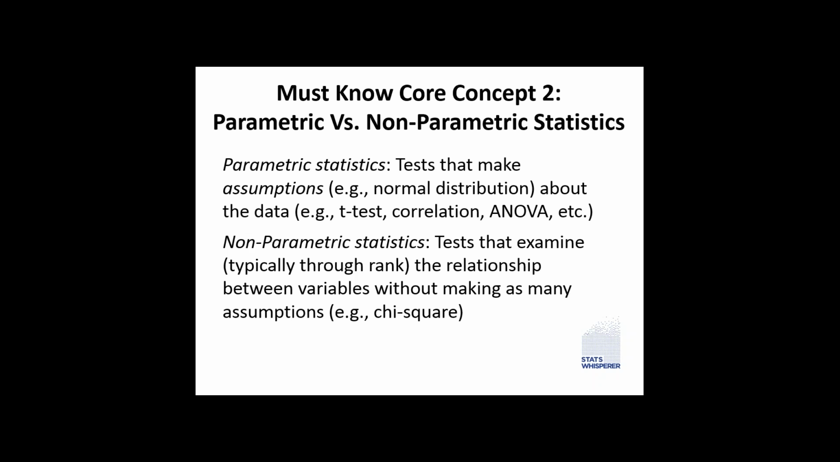essentially. Then non-parametric statistics are tests that examine, typically through rank, the relationship between variables without making as many assumptions, right? Probably the most widely used one that we'll use here too is the chi-square. So it's a little less stringent. So the bottom line, usually people like to use parametric statistics if the sample size is big enough, and they generally use non-parametric statistics when the sample size doesn't have enough power to use the parametric statistics. So if you have a small sample, you might lean more toward non-parametric statistics.